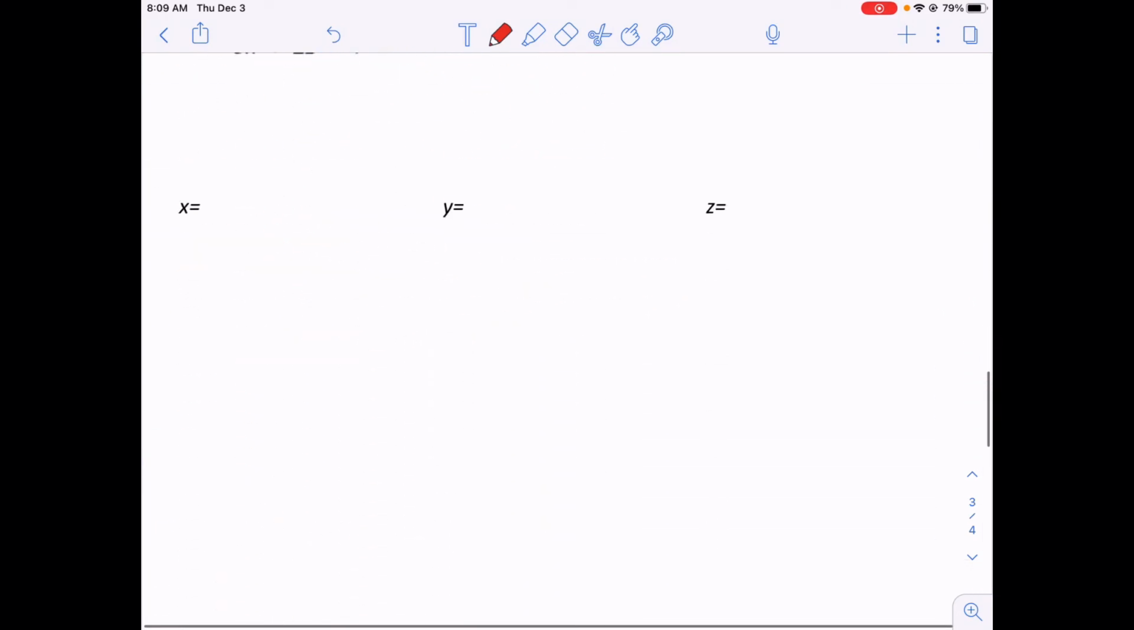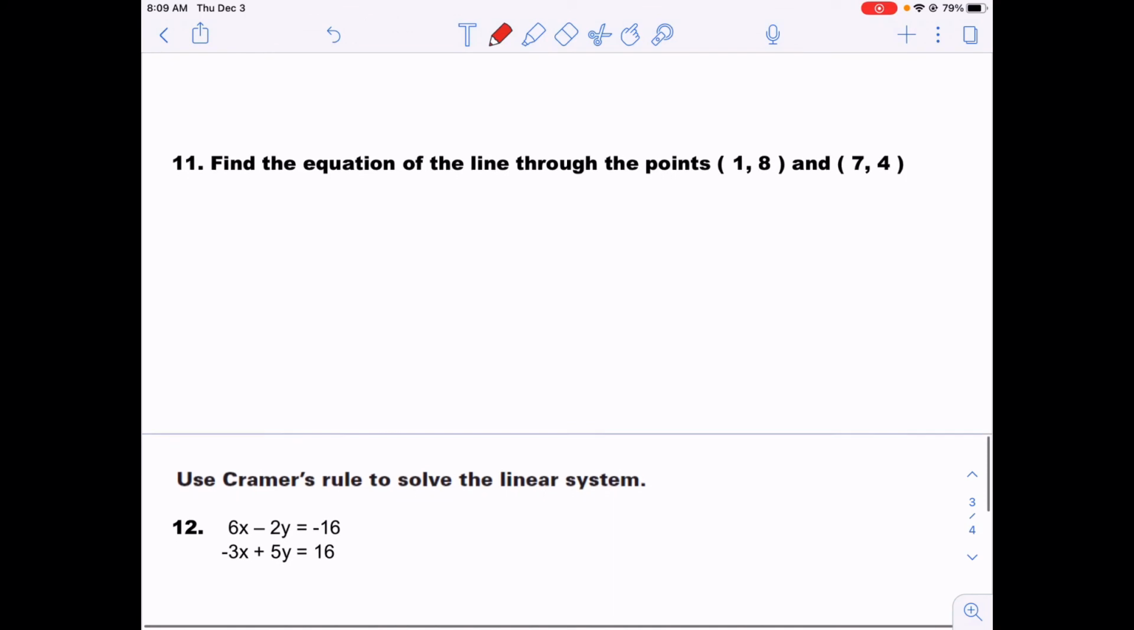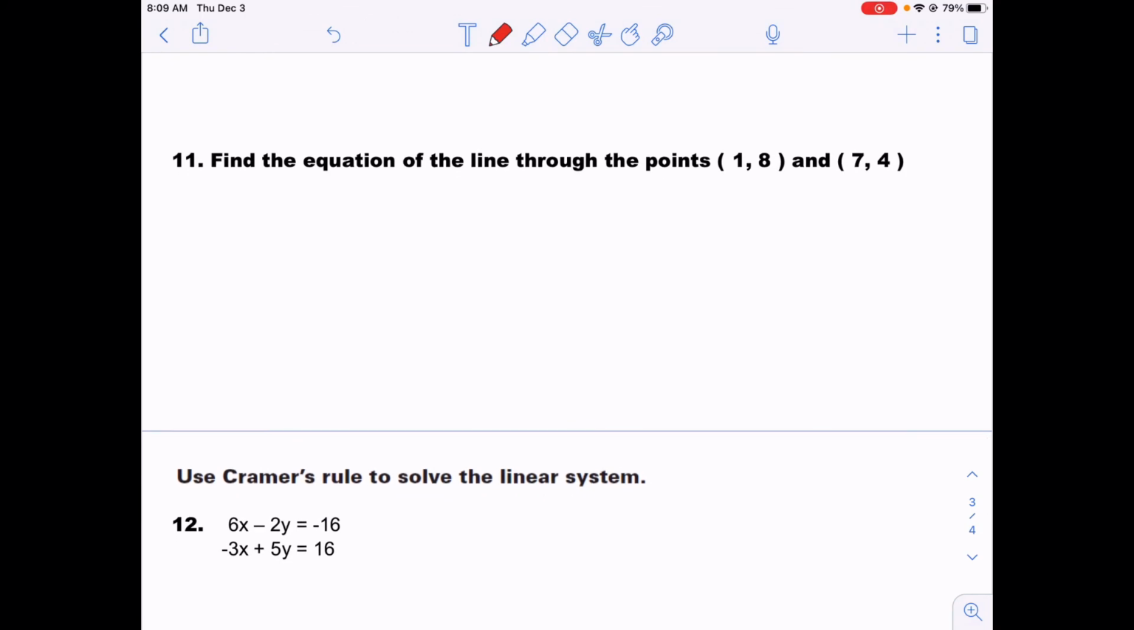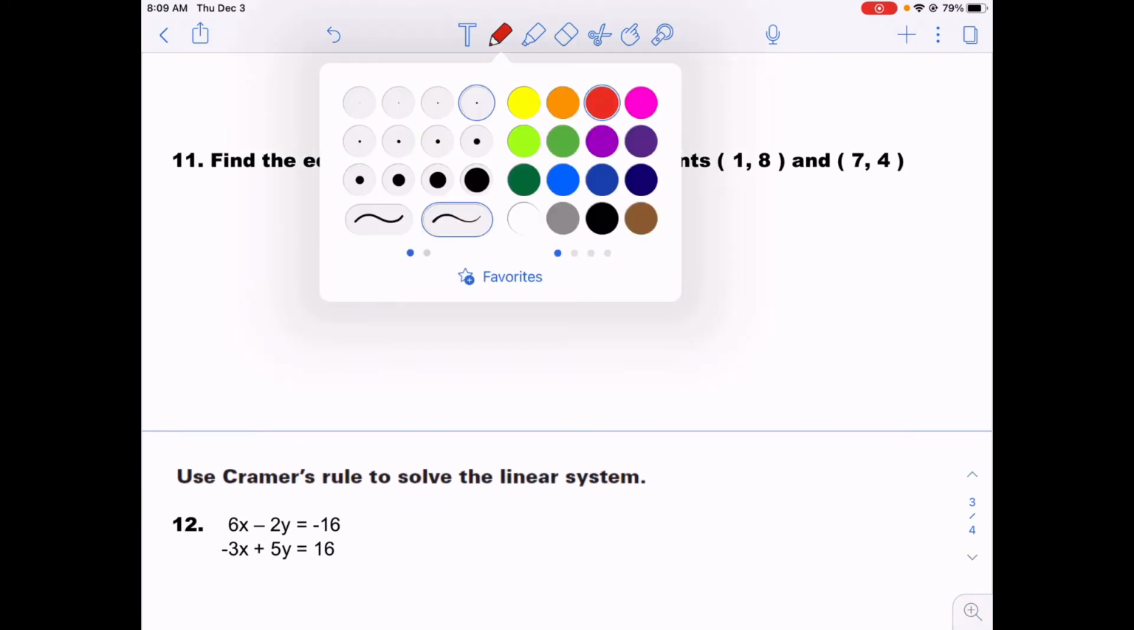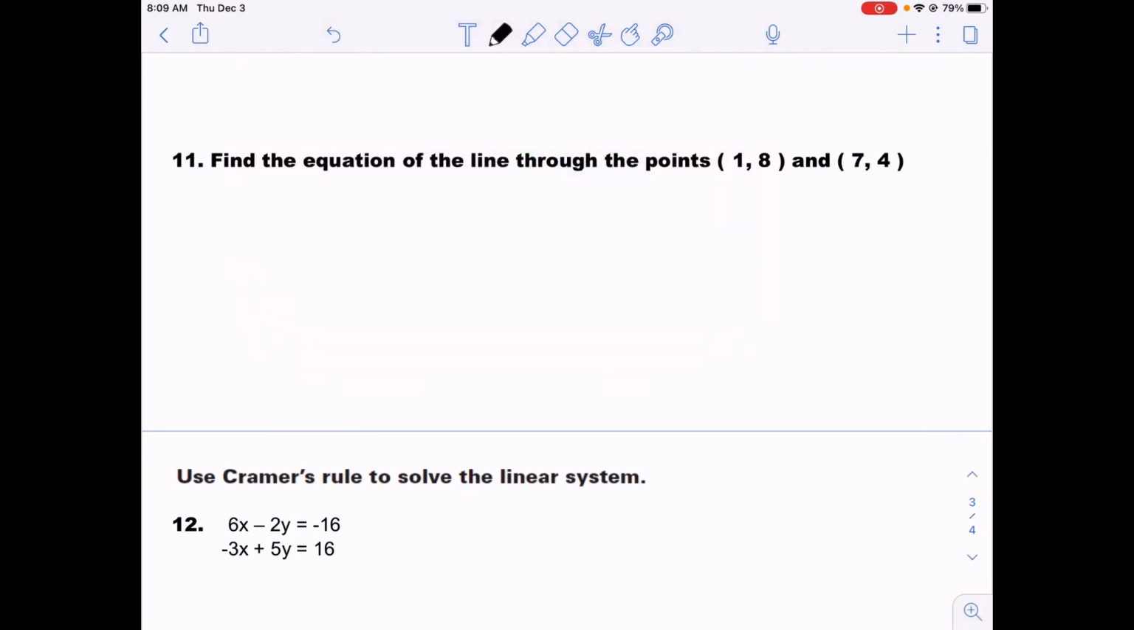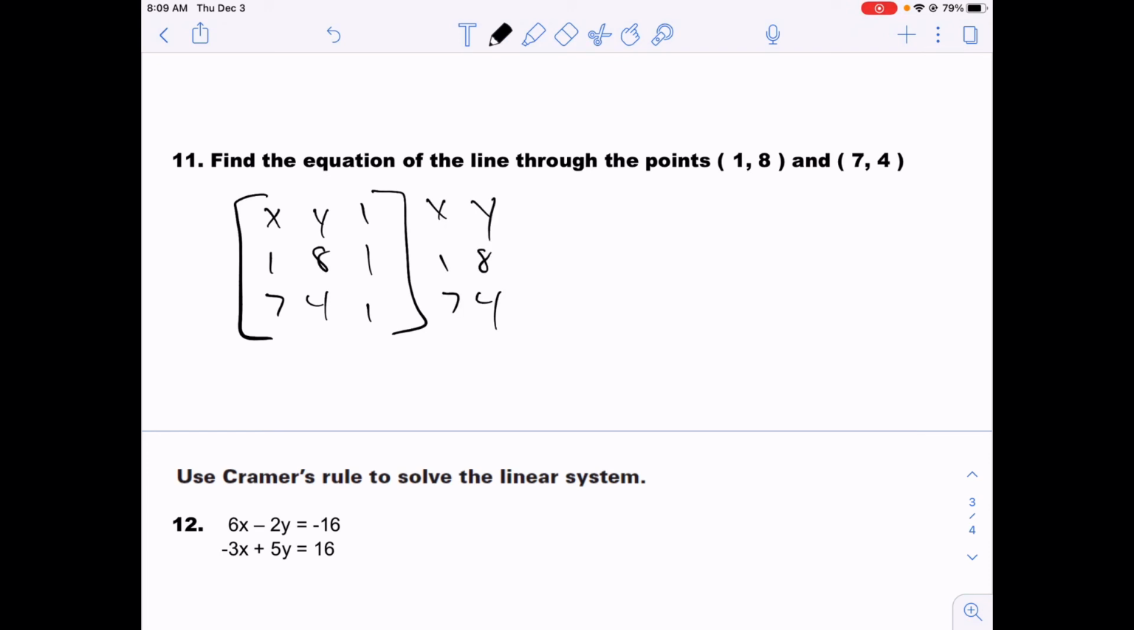We're not going to do those. Find the equation that goes through these 2 points. Now again, this is where you build your matrix with the x and y. So you have x, y, 1. You have 1, 8, 1, and 7, 4, 1. And then it's set equal to 0, but I like to write my first 2 columns again. x, y, 1, 8, 7, and 4. Now that all equals 0.